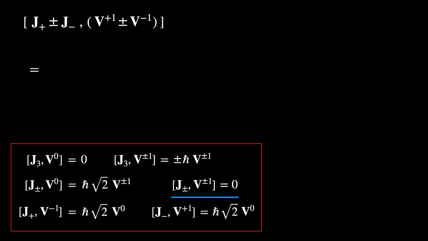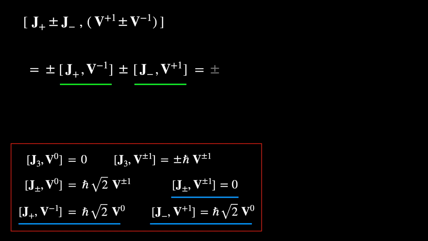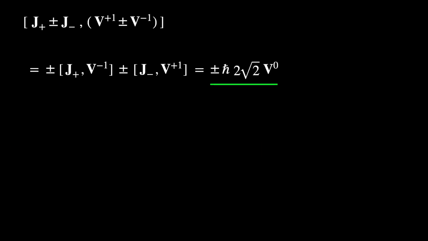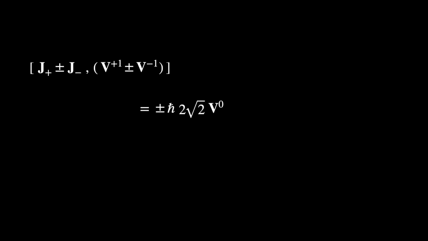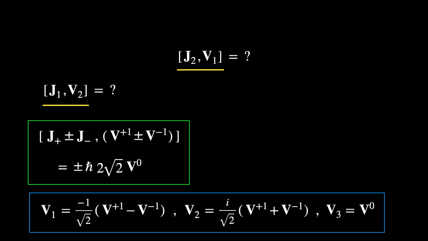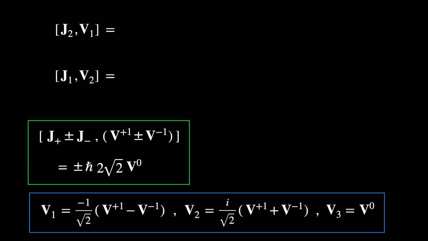This is equal to the following non-zero terms, again according to this spherical relation below. These two commutators have the same value. Let's go back and apply our result to these two commutators. Let's start with this commutator first.